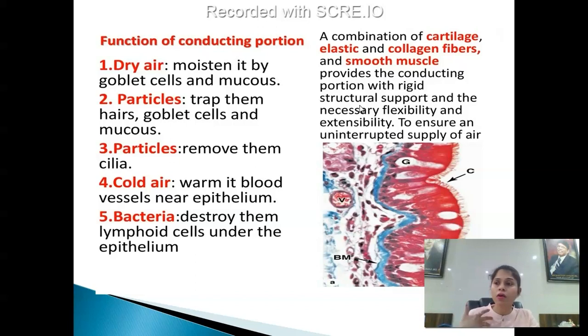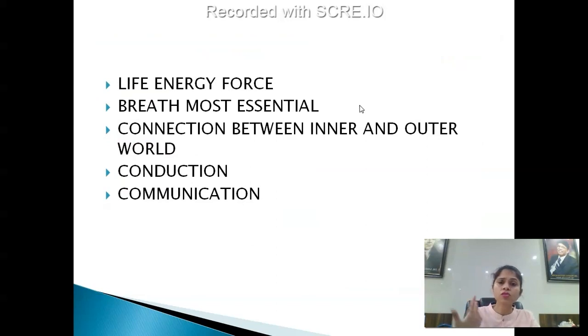So this is the beauty, how the structure has developed according to the need, according to the function. So when we talk about the respiratory system at the bronchial level, we are talking about the life energy force, which is nothing but the breath we take. Without breath, there is no life. The differentiation between life and death is nothing but the breath. If you are breathing, matlab you are alive. If you are not breathing, you are dead. So that defines the existence of this human being and nothing else.